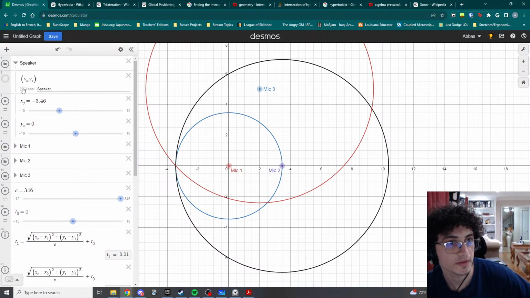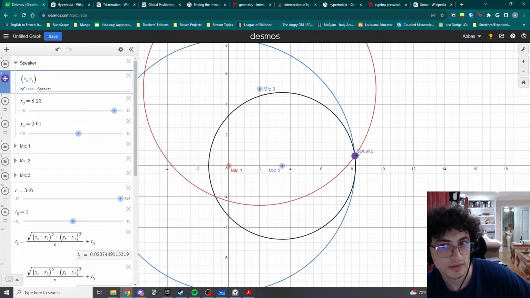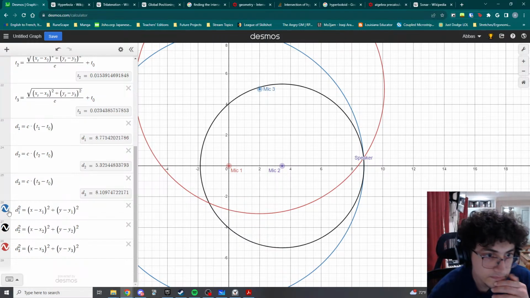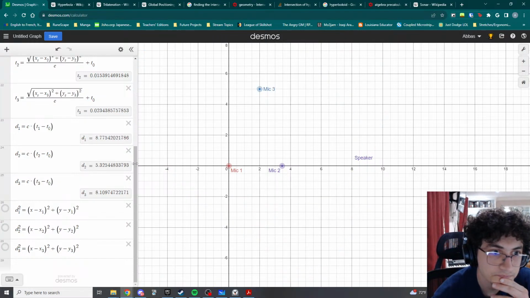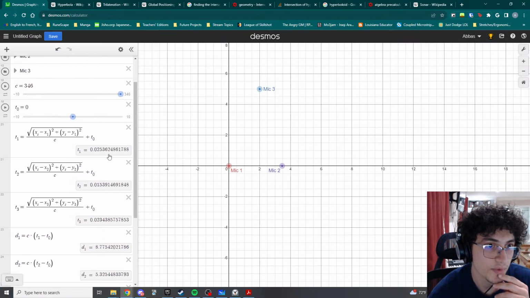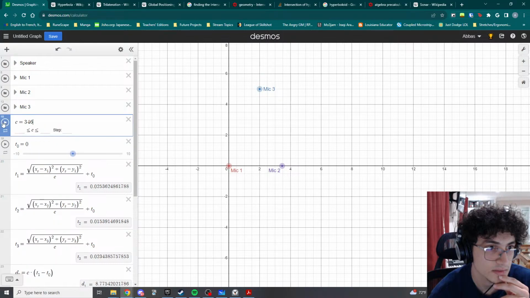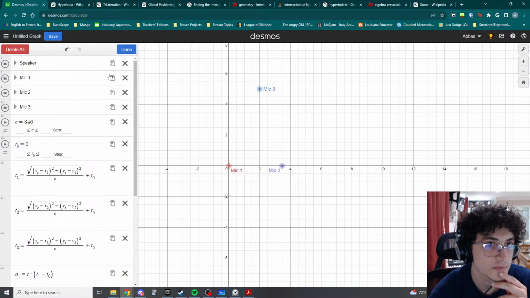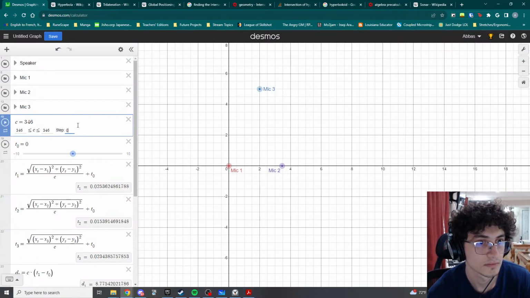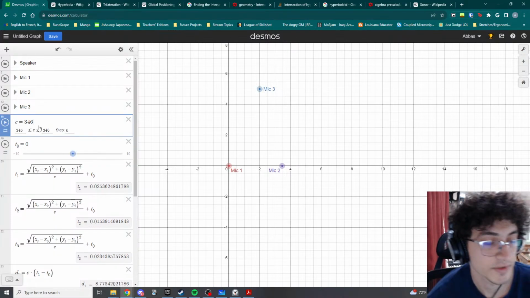And if I just move the speaker around, let's say that the speaker is over here. So the speaker's in some hidden location that we don't know. But we do know when it sends out a signal. And we also know that this is a constant. I don't need this to be a slider. All right. This is the speed of sound in air.